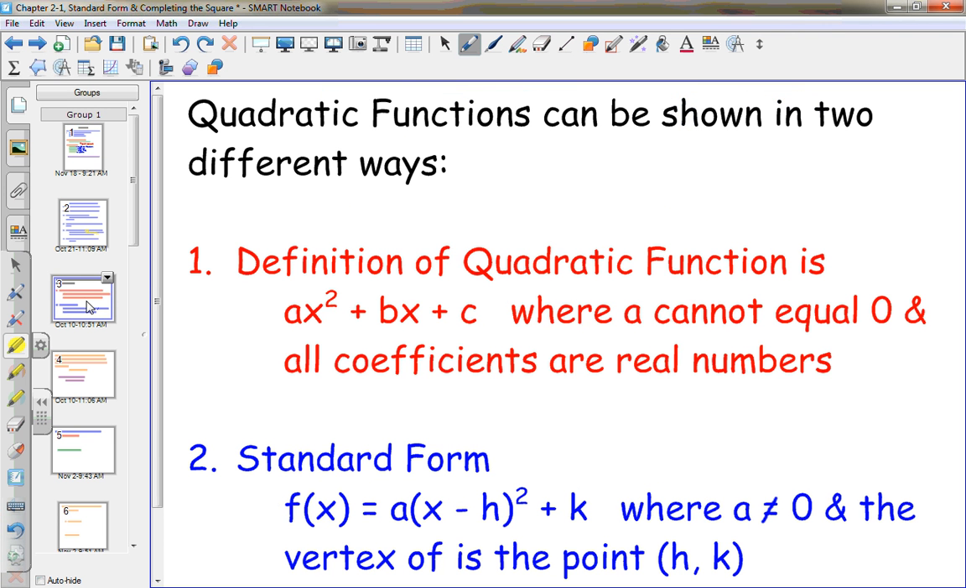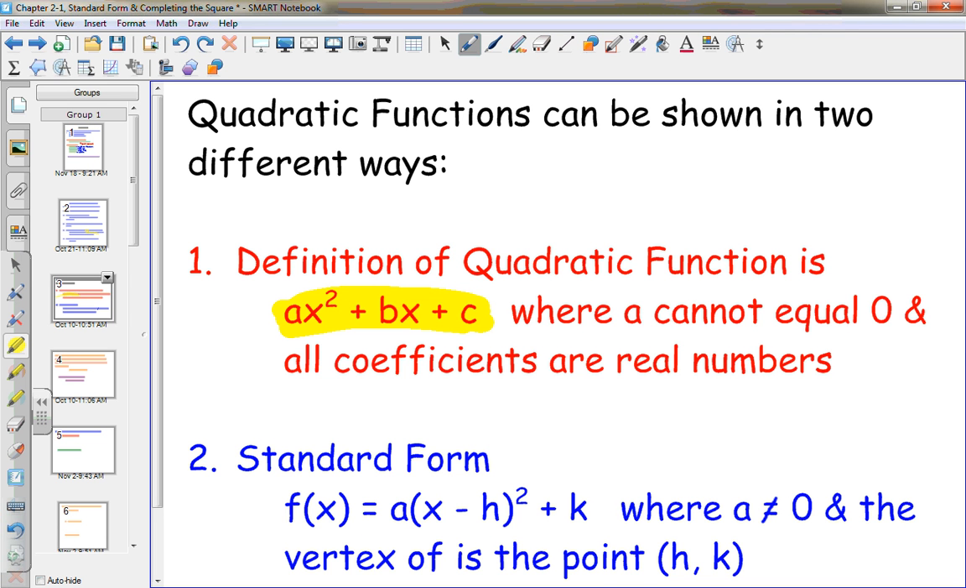Now, the quadratic function can be shown in 2 different ways. It can be shown as ax squared plus bx plus c. This is standard. This is what you guys are used to. Whenever you see something like that, you immediately want to try to factor into 2 binomials, right? If you can factor into 2 binomials, then you're doing great. If you can't, then it's going to be tough. You're going to have to complete the square.